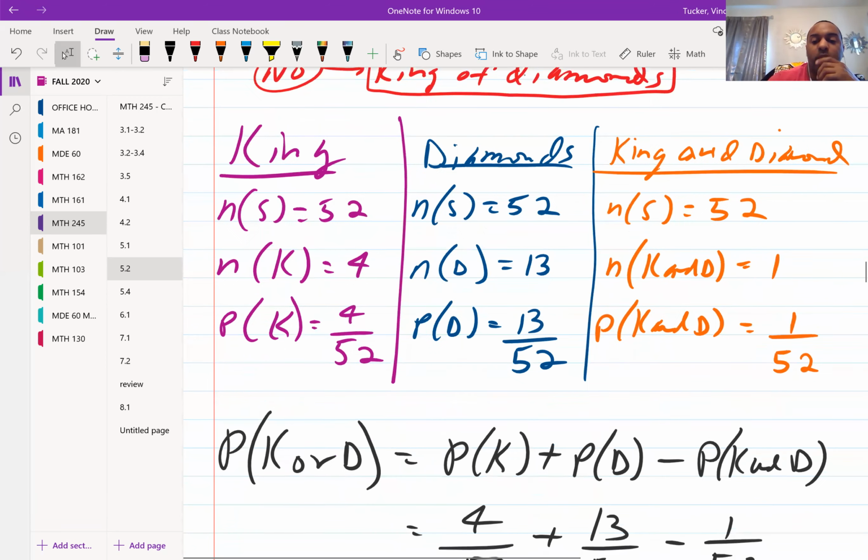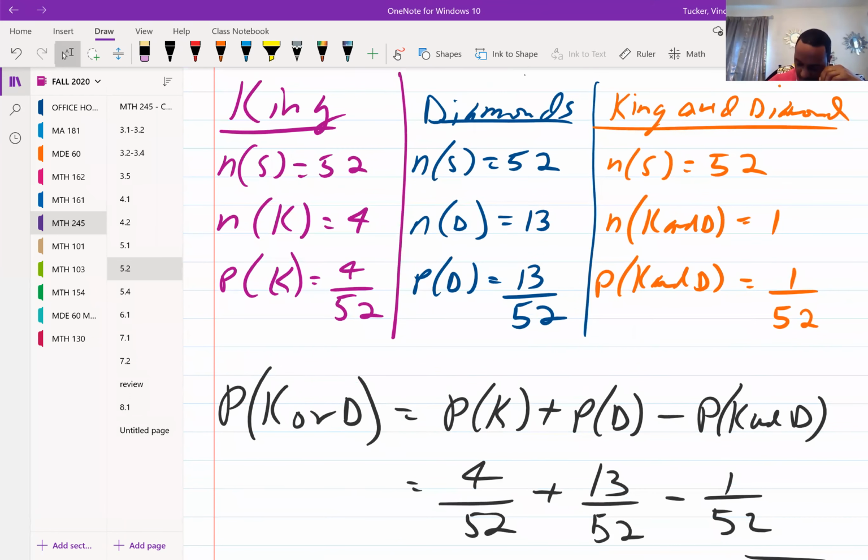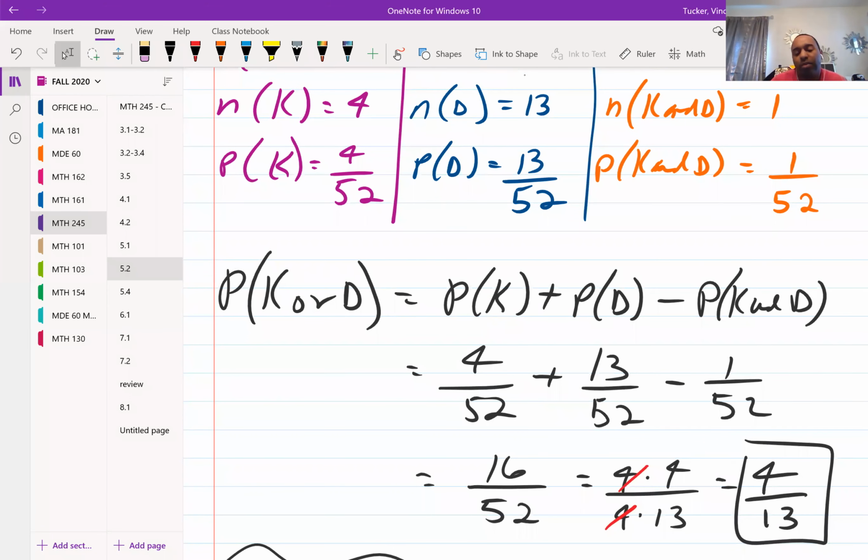All right, so then we put it in the formula. We want to know the probability of being a king or a diamond. So you add the probability of king plus the probability of diamond minus the probability of being a king and a diamond. So that's 4 over 52 plus 13 over 52 minus 1 over 52. And that'll give us 16 over 52. Cancel out the 4s that they have in common with both. And that'll be 4 over 13.